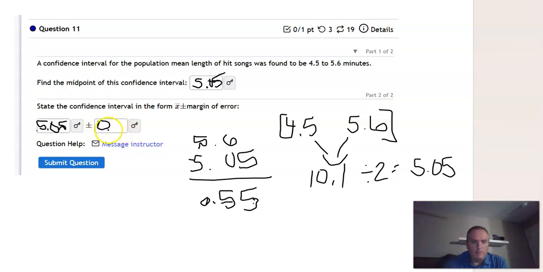Little pointer is hard to write with, but I think we get the gist of it. So my confidence interval in terms of x bar plus or minus the margin of error is 5.05 plus or minus 0.55.